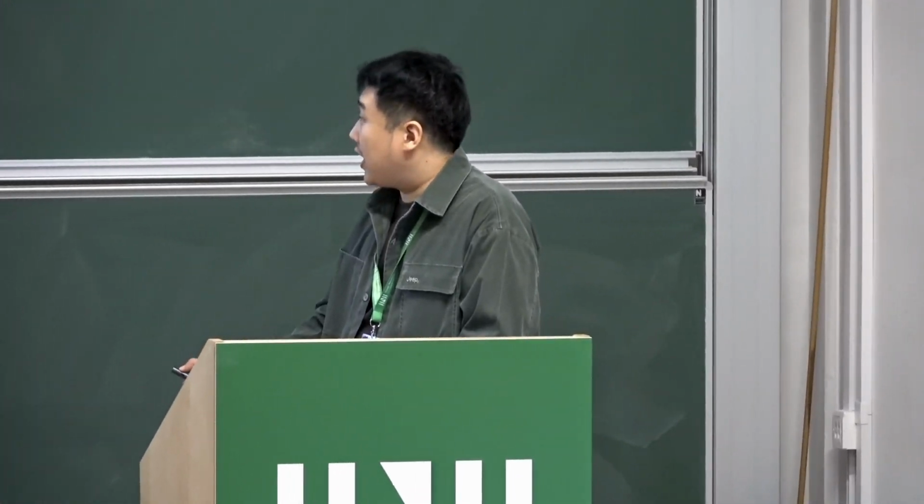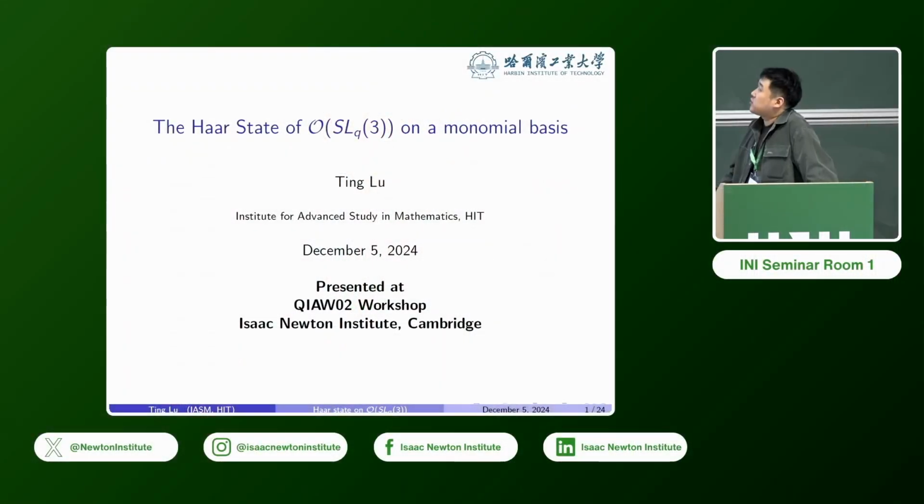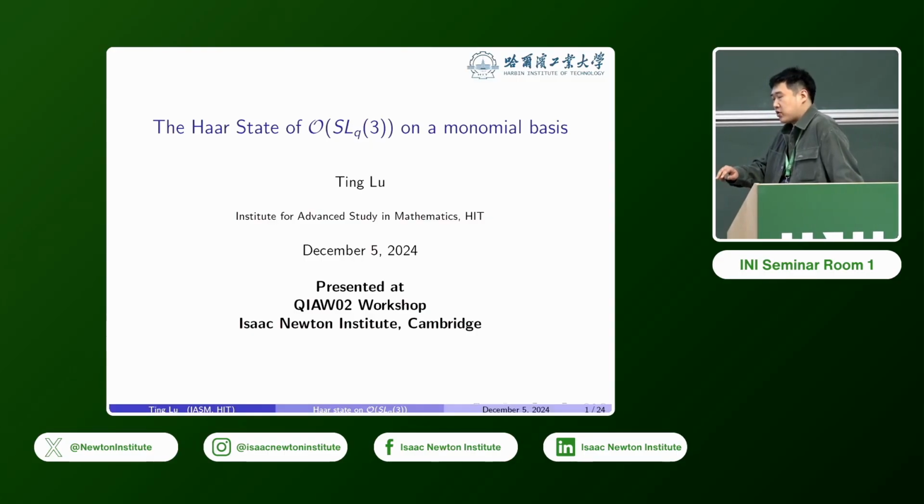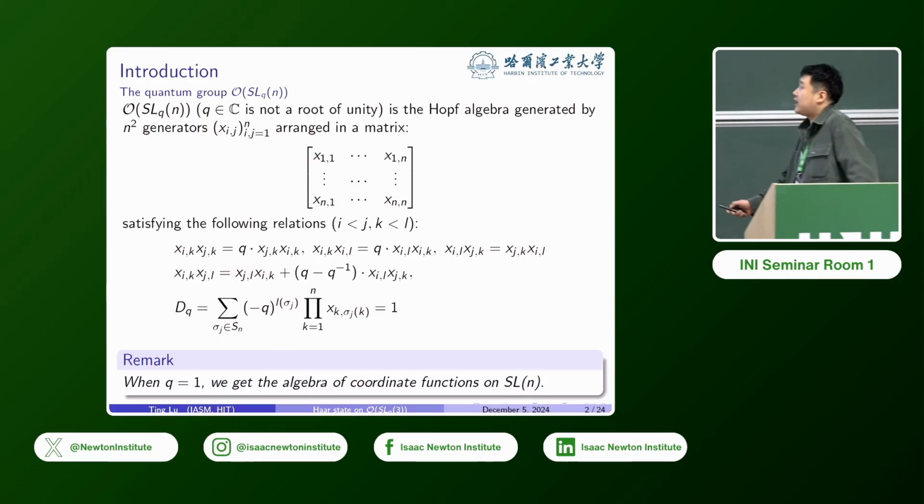So before I start, I would like to say several words on this project. When I was doing my PhD, I got interested in finding a quantum analog of the famous Weingarten functions on Lie groups. But then I found that our knowledge of this quantum Haar state is not as abundant as the classical one. So I decided to first look at these simple examples. And a quick introduction of my research target.